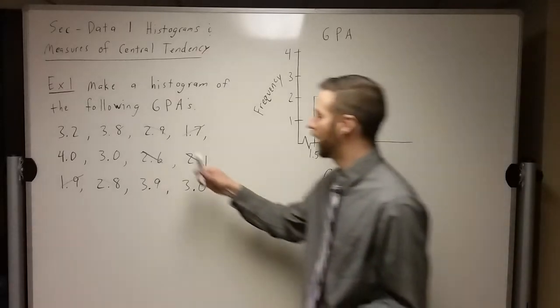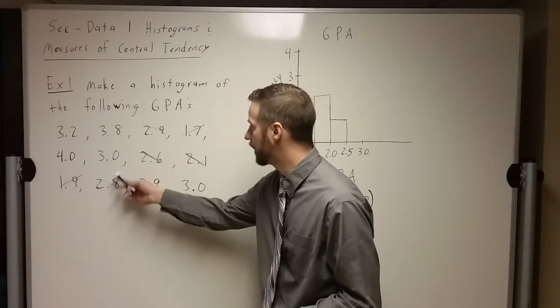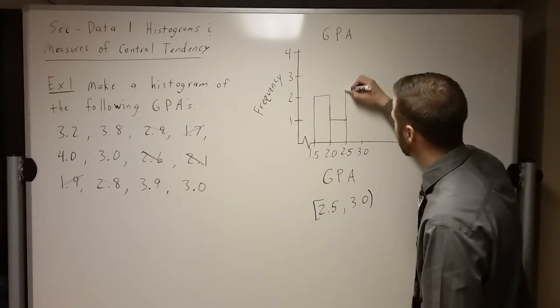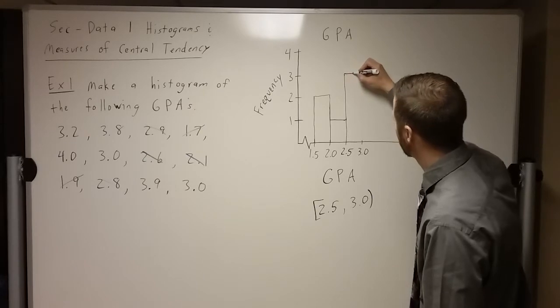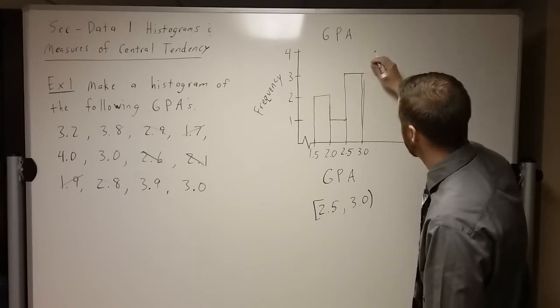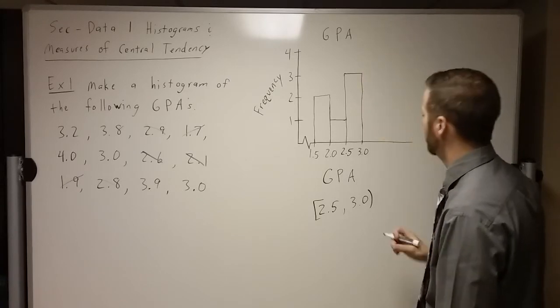So that means we've got this 1, 2, 3. The 3.0s don't count in this one. They're going to be in the next group. So I'm going to go up to 3 on this one. All right, so that takes care of that.